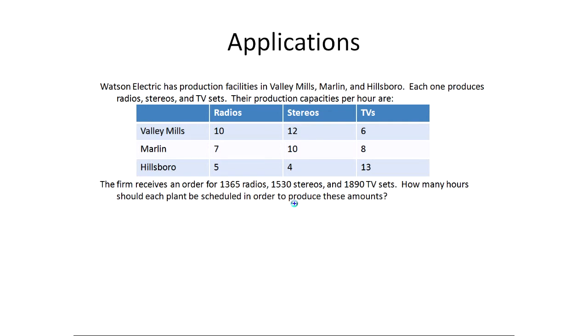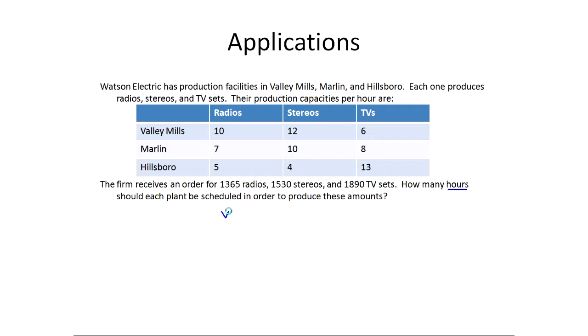Okay, so in this case, we're told a company has production facilities in 3 places. Each one produces radios, stereos, and TV sets. We're given the production capacity, so that's how many of each they can make per hour. So they get an order for a certain number of radios, stereos, and TVs. How many hours should each plant be scheduled in order to produce these? Okay, so again, I'm going to name my variables to match up with what we're asking for.